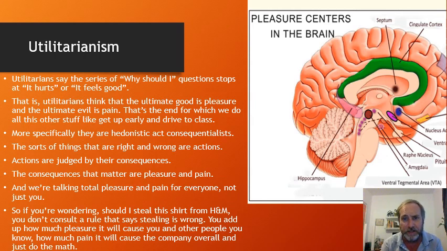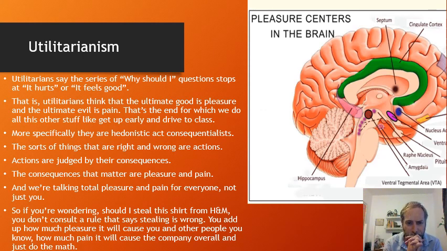This slide is basically what I just said, right? So they kind of locate it right into the pleasure centers of the brain, right? This is where good and evil begin and end, ultimately. You get interesting consequences for that, though, right? It captures a lot of how we typically think about morality, but not all of it.